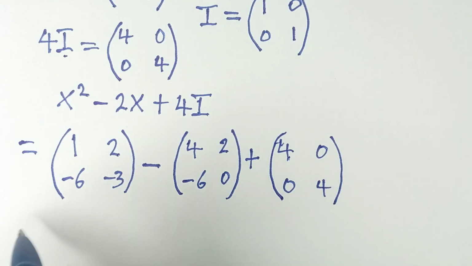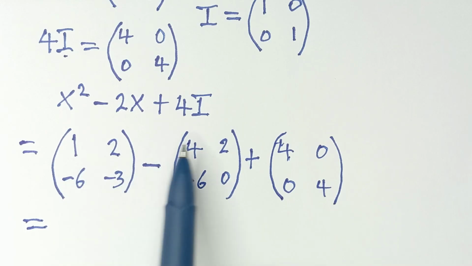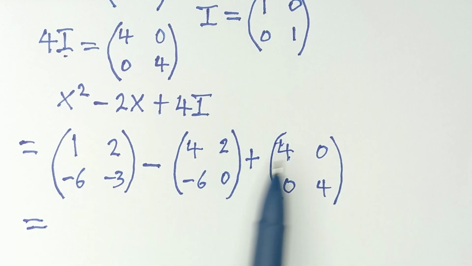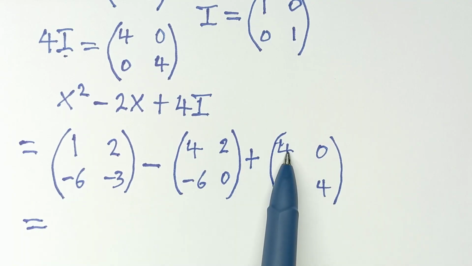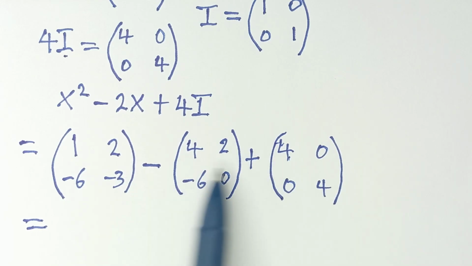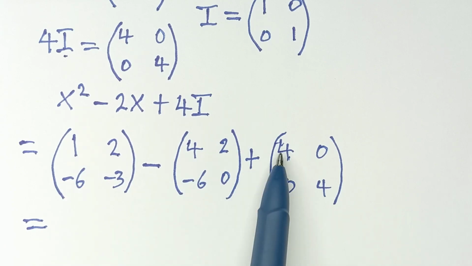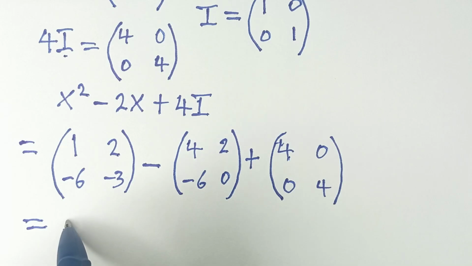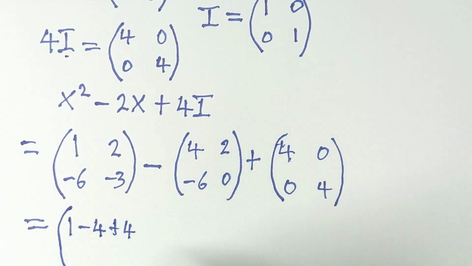Now, for us to do that, using these operations that we have here, we are going to add and subtract the corresponding terms. So this minus this plus this means we take the first term here minus the first term here plus the first term here. So the corresponding elements will be added or subtracted according to the operation that we are carrying out. So this 1 minus 4 plus 4, I'm going to write it as the first member of the set. 1 minus 4 plus 4. That will give me the first value.